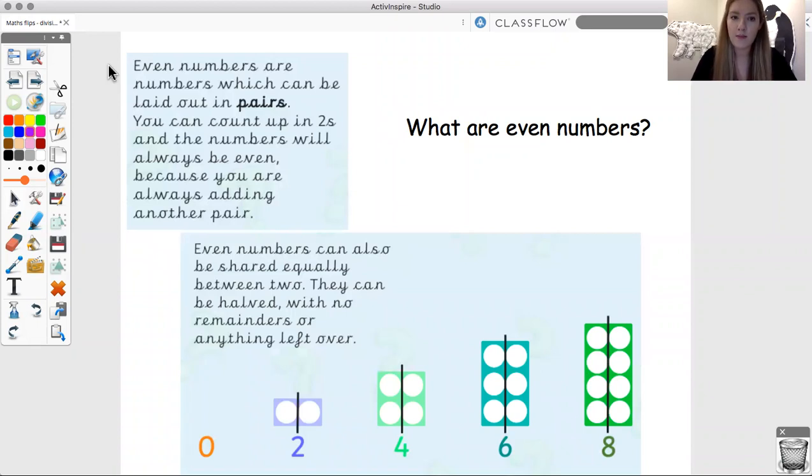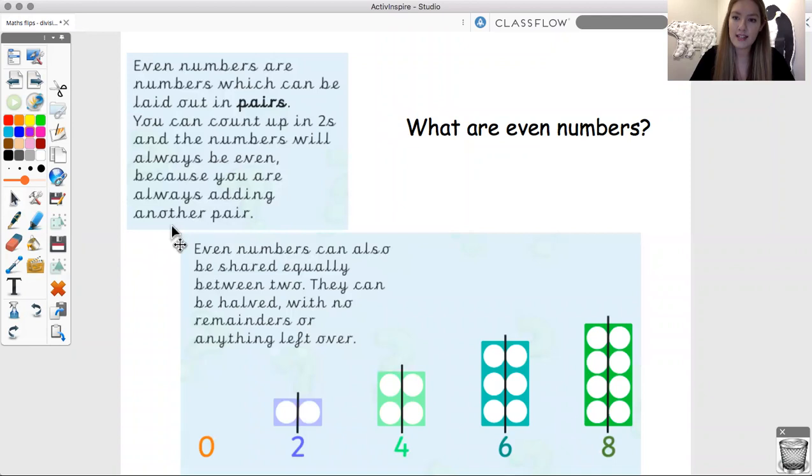Even numbers are numbers which can be laid out in pairs. You can count up in twos and the numbers will always be even because you are always adding another pair. Even numbers can also be shared equally between two. They can be halved with no remainders or anything left over.